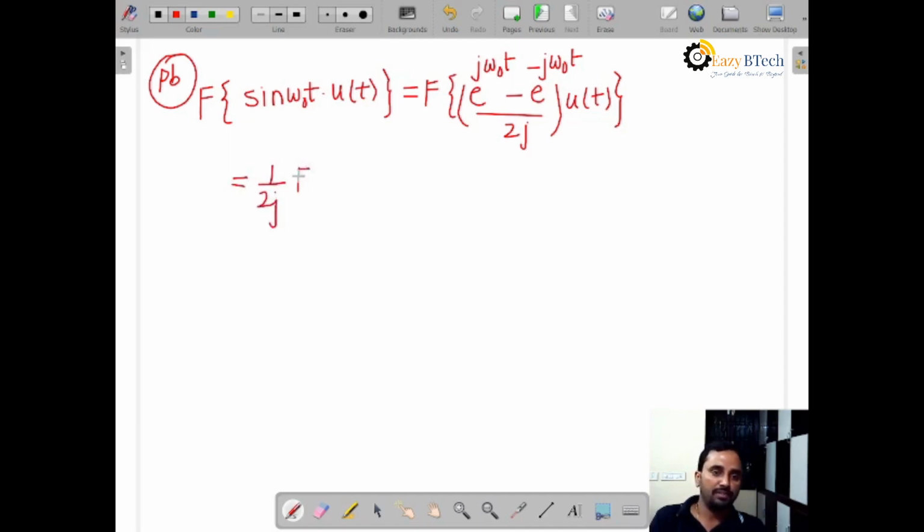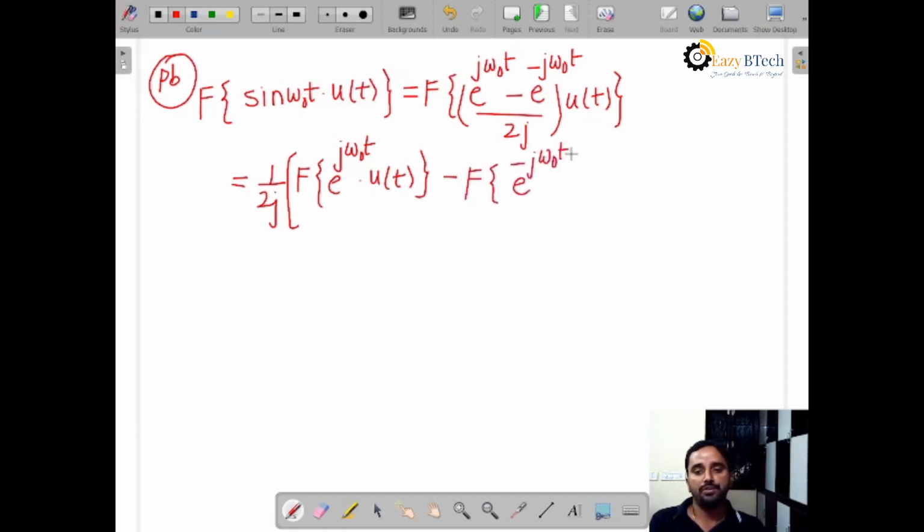So Fourier transform of e to the power j omega naught t into u of t, minus Fourier transform of e to the power minus j omega naught t into u of t. Right? So how to do the Fourier transform of e power j omega naught t u of t? Same frequency shifting property. Using that we can do it.